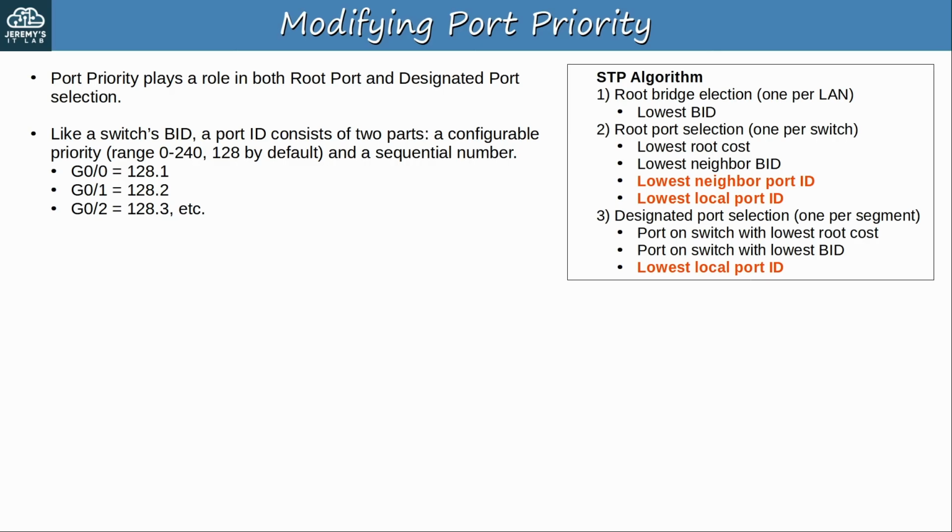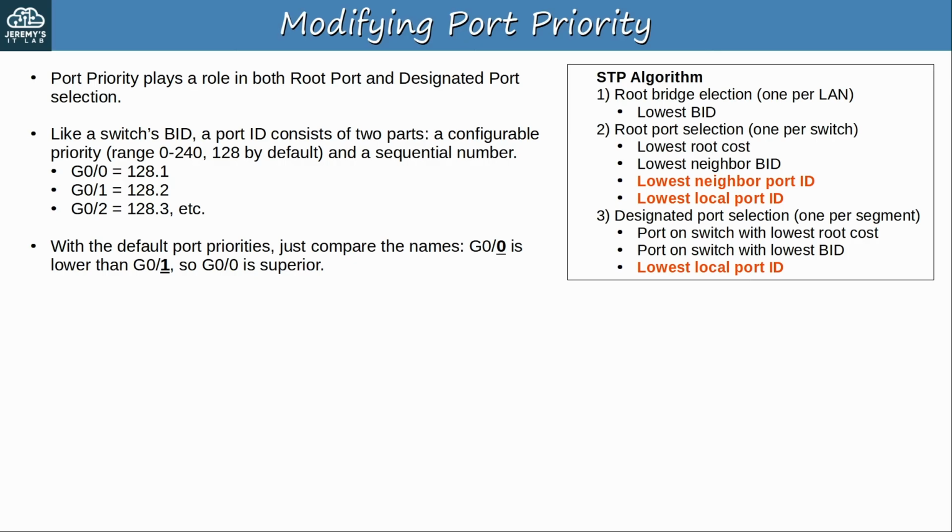can be from 0 to 240 with a default of 128, and a sequential number. For example, G00's port ID would be 128.1, G01's 128.2, then 128.3, 128.4, etc. With the default port priorities, just compare the names. G00 is lower than G01, so G00 is superior.